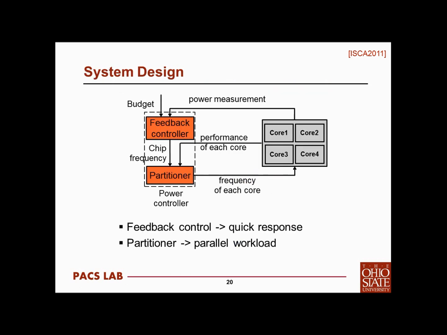Let's recap our design. We have a feedback controller. It takes the power measurement and the power budget to calculate the frequency of the entire chip. We also have a partitioner. It takes the frequency of the entire chip and the performance of each core to calculate the frequency quota of each core. In the feedback controller, we improve the responsiveness. In the partitioner, we explicitly consider parallel workload. So our entire system achieves our two design objectives.